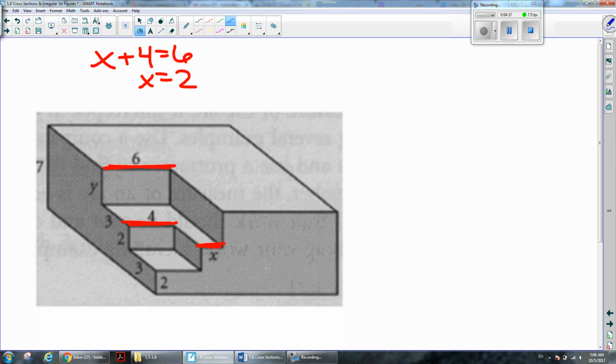Okay, now we're looking for y. Y is going vertical. Y is up and down. So is this 2. So is this 2. Together all of those pieces form the 7. So y is really 3.